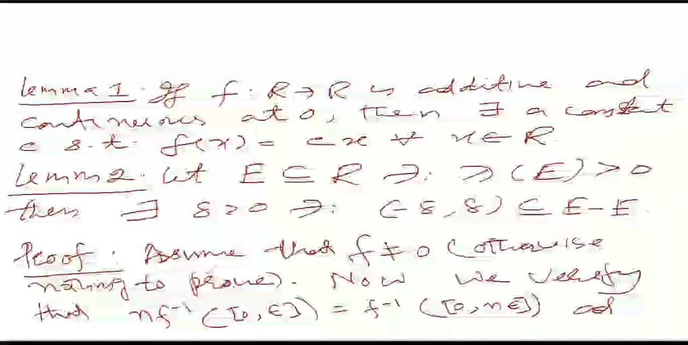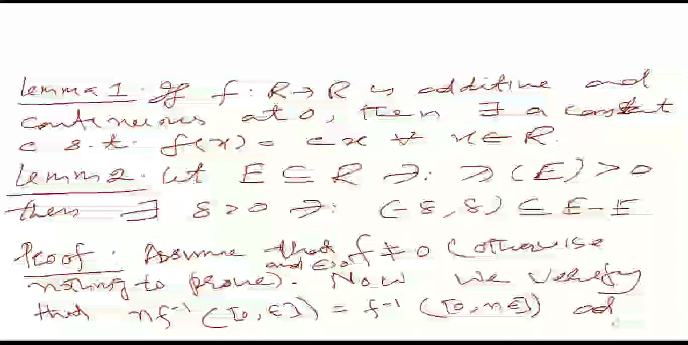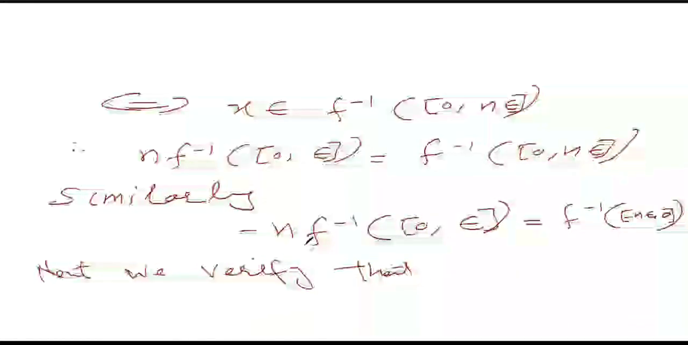Suppose f is not equal to 0, otherwise it's trivial, and epsilon is a positive number. Epsilon is a fixed positive number. It's a given positive number. It may be any positive number, but in the process of this theorem we fix it. So it's some fixed positive number.